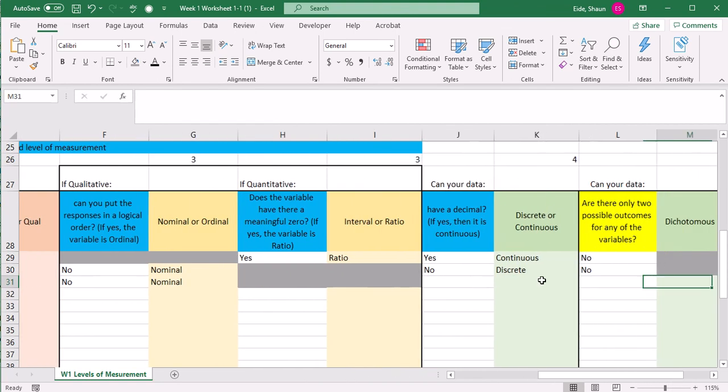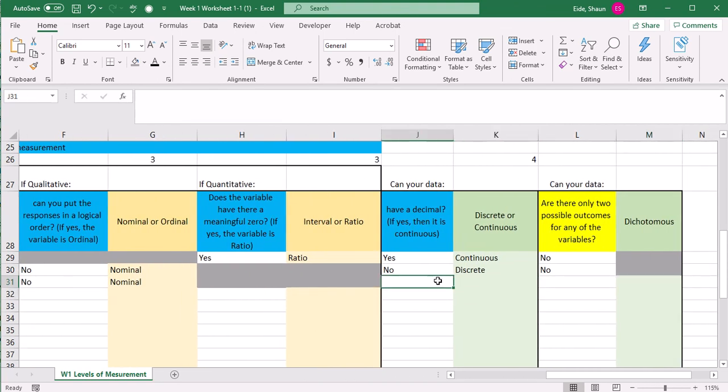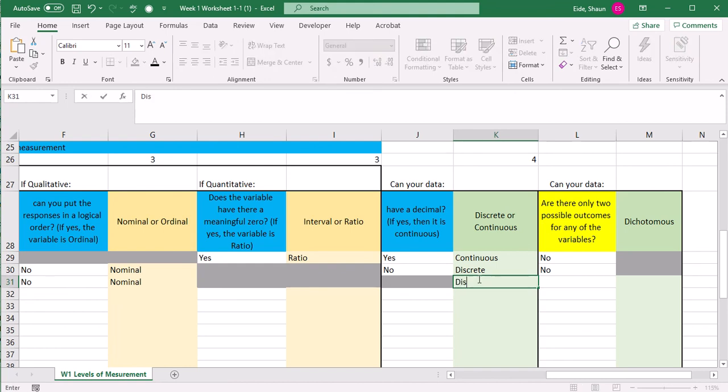And then, does it have a decimal? Once again, gray. Depending on who you talk to, people are going to say that all qualitative data is discrete, which is true. The responses are discrete, or rather the counts of the responses are discrete. Some people will say that qualitative responses are discrete, and some people will say that they're just qualitative and therefore neither discrete nor continuous. But we can go ahead and put discrete. I'm okay with labeling it as discrete.